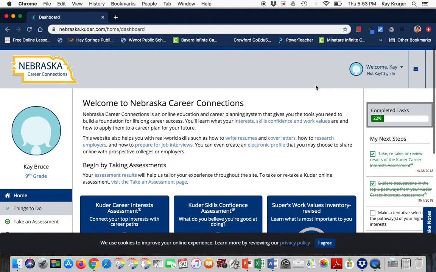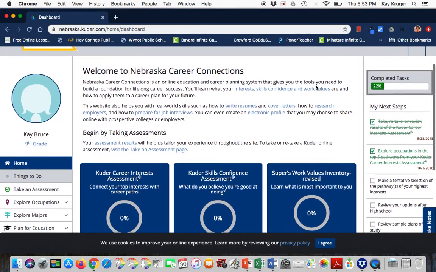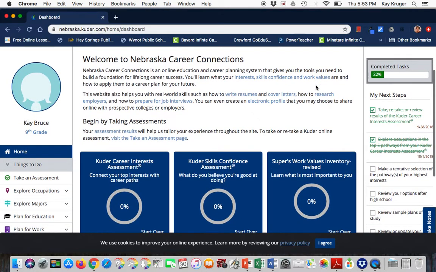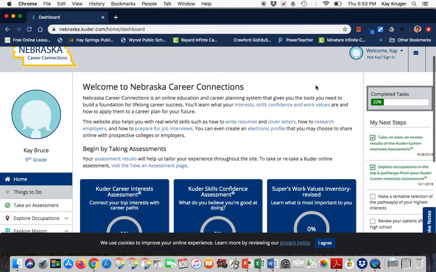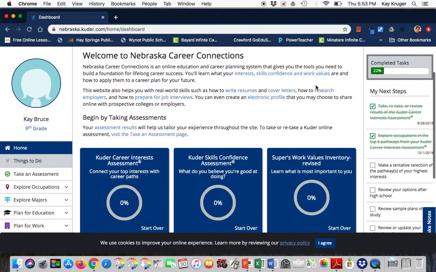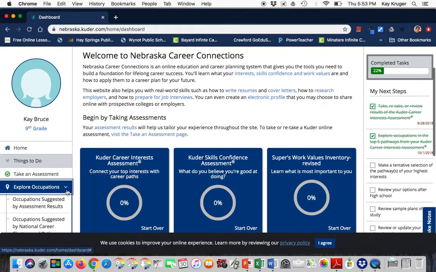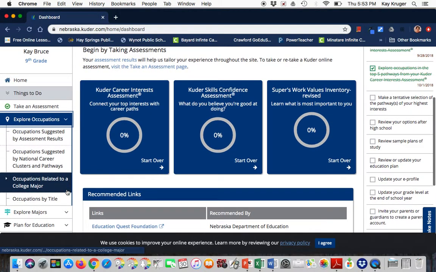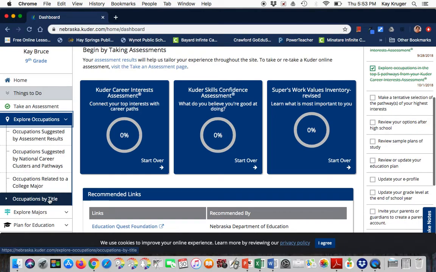What I want you to do is research a career that you are interested in. And if you don't know what a career is that you're interested in, I'll talk about that in a little bit, of how you can research and find some of that information. So when you log into Nebraska Career Connections, on the left-hand side, you can explore career occupations. So click on that, and you can explore in several different ways. I'm going to show you first how to explore an occupation by title.